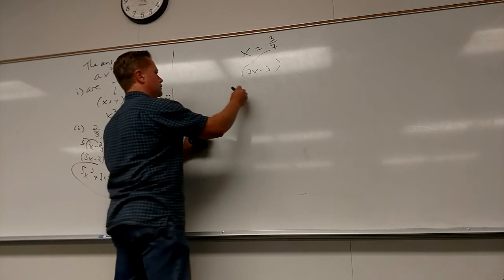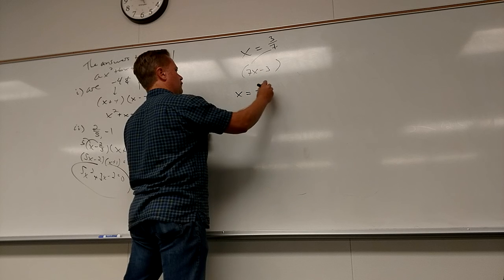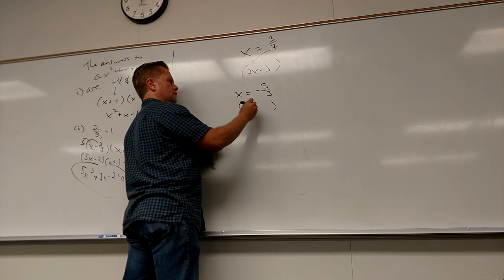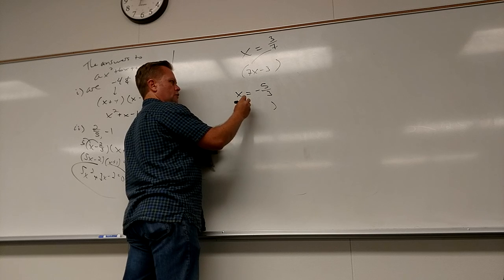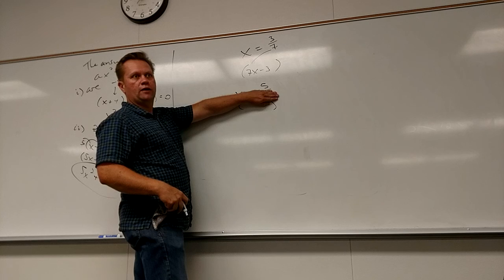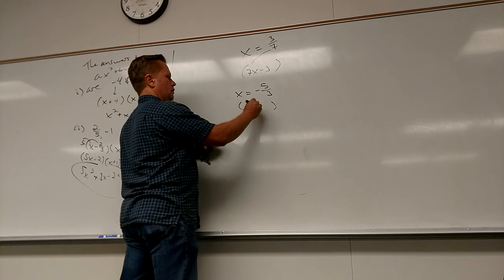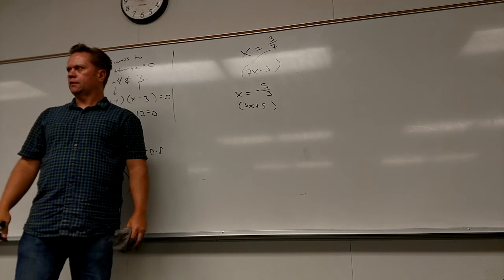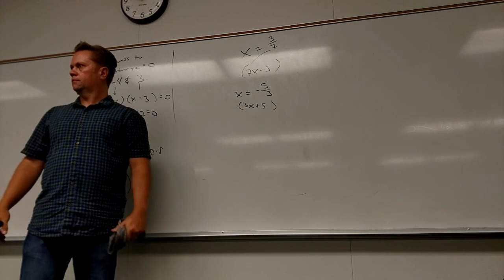What if it was x equals negative 5/3? Where would that have come from? It would have come from x plus 5. Oh, 3x. But you have to have that on the bottom, so that's got to be there. 3x plus 5. That's where that would have come from.